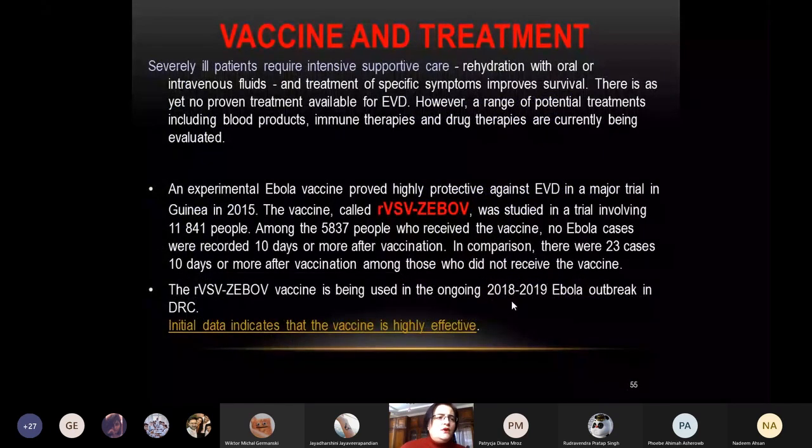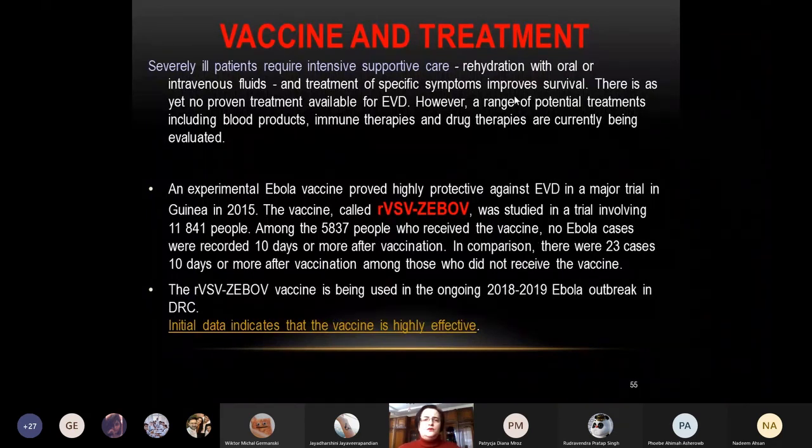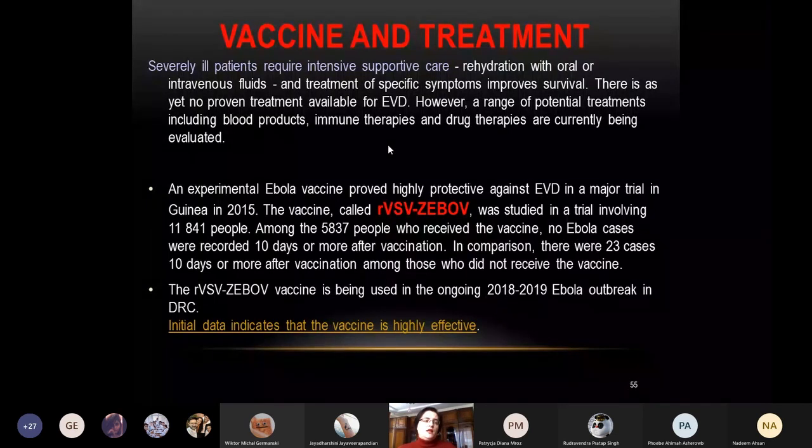Severely ill patients require intensive supportive care, rehydration with oral or intravenous fluid, and treatment of specific symptoms improves survival. There is, as yet, no proven treatment available for Ebola virus disease. However, a range of potential treatments, including blood products, immune therapies, and drug therapies, are currently being evaluated.